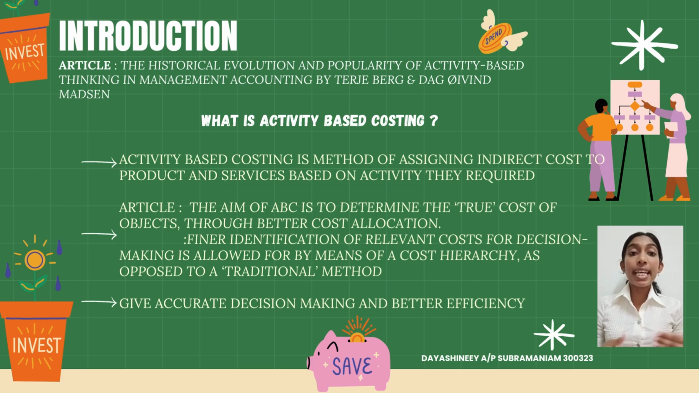The goal of ABC is to reflect how resources are actually used in a business. For example, instead of dividing factory rent evenly across all the products, ABC allocates rent based on how much space or time each activity uses. ABC helps with better efficiency and a better decision-making process.